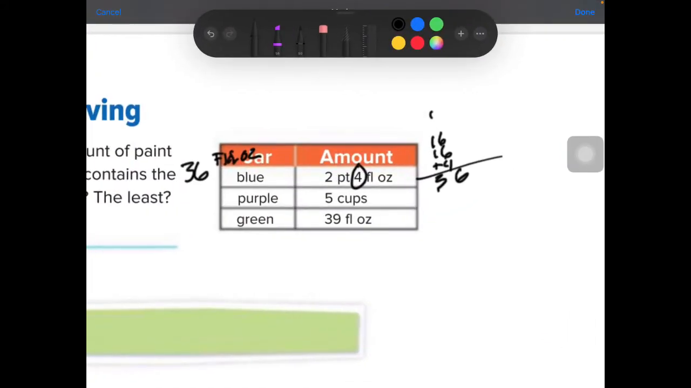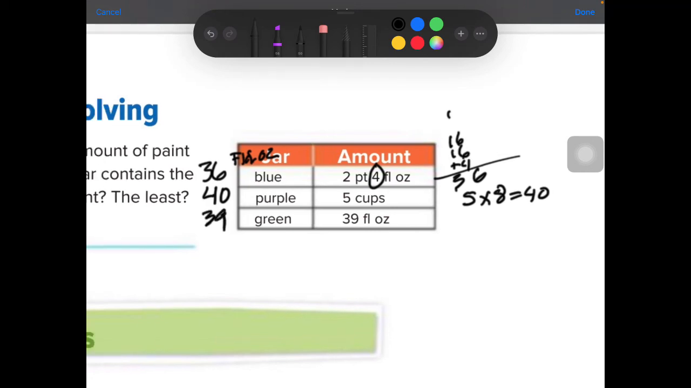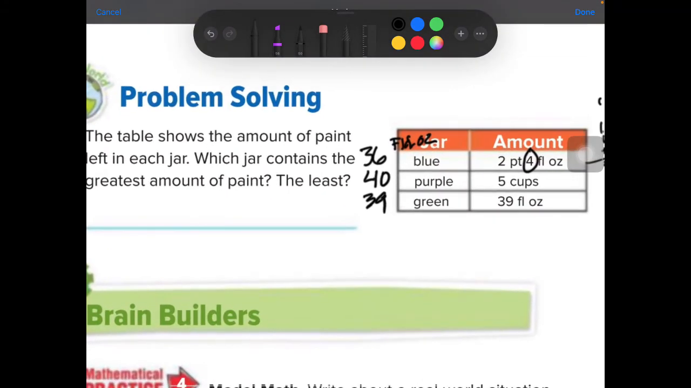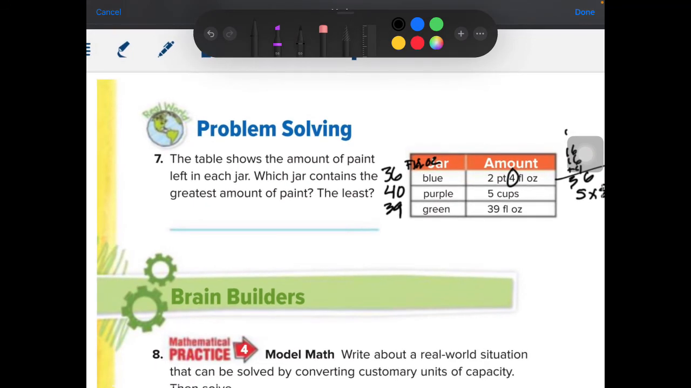Let's measure over here. Every cup is 8 ounces. Okay, so this one is going to be 5 times 8 equals 40. So I'm going to put 40 over here. And this one's already measured for us. Thank goodness, 39 fluid ounces. Now we can give a great answer, can't we? Our first question says, which jar contains the greatest amount of paint? Well, the greatest amount of paint is the purple.